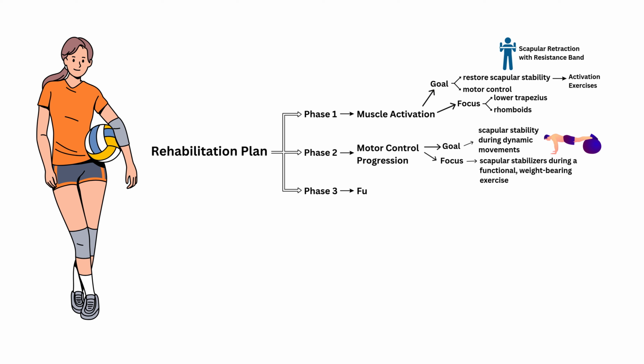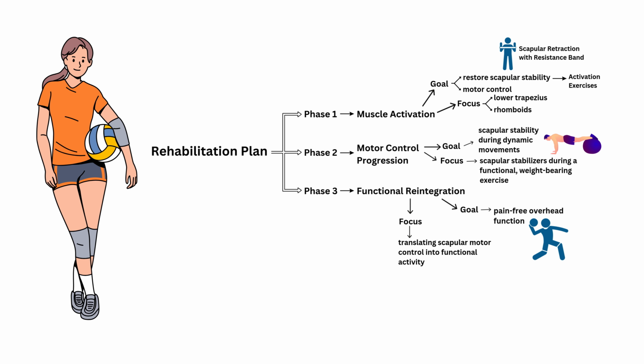Phase 3 is functional reintegration. The goal is to restore pain-free overhead function for sport-specific movements. For example, overhead throw with scapular focus. Focus on translating scapular motor control into functional activity.